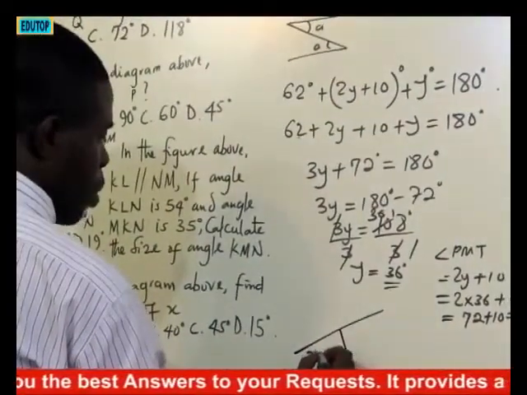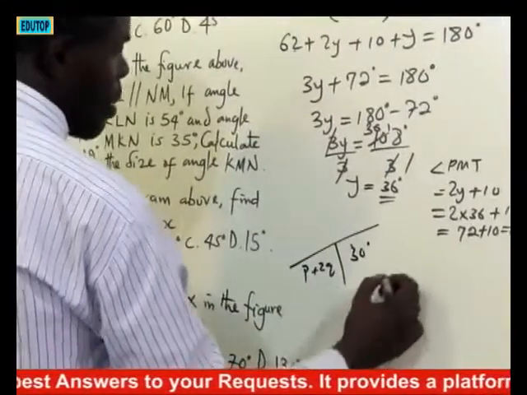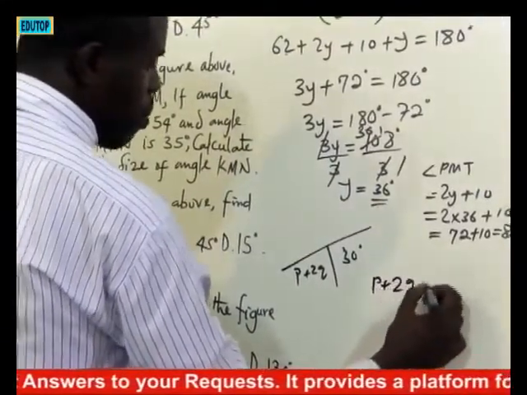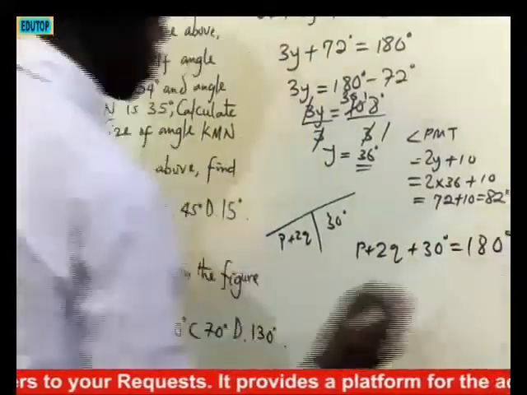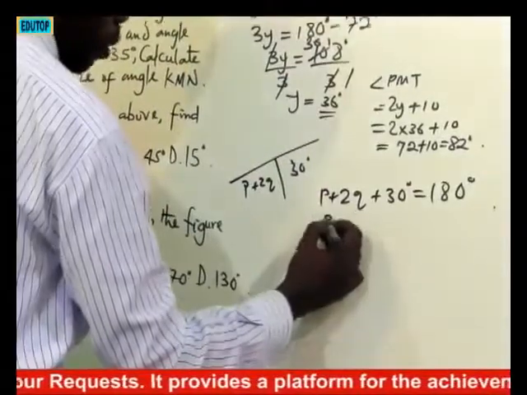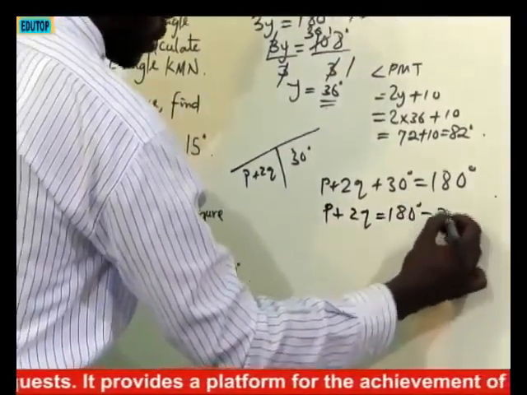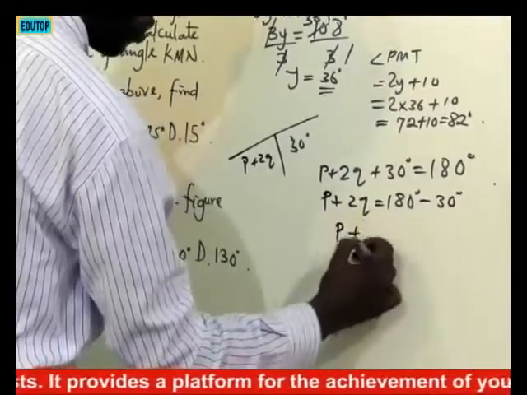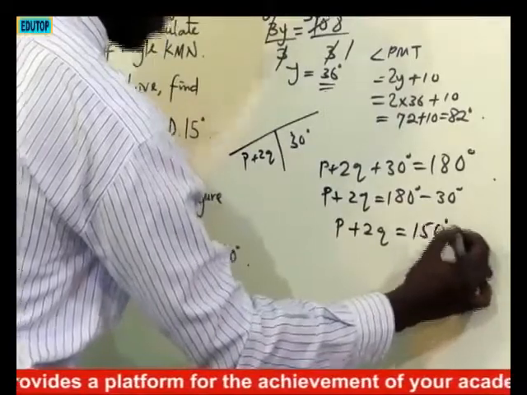That's P plus 2Q, then we also have 30 degrees. That means I can say that P plus 2Q plus 30 degrees is equal to what? 180 degrees. Then I can now say that P plus 2Q will be equal to 180 degrees minus 30 degrees, so P plus 2Q equals 150 degrees.